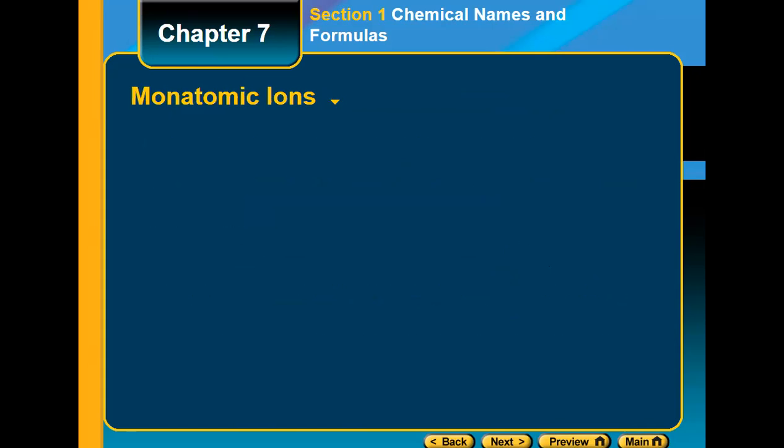So the first thing is how to write the chemical formula. How to write the formula of monatomic ions. Monatomic ion means just a single ion, whether positive or negative.